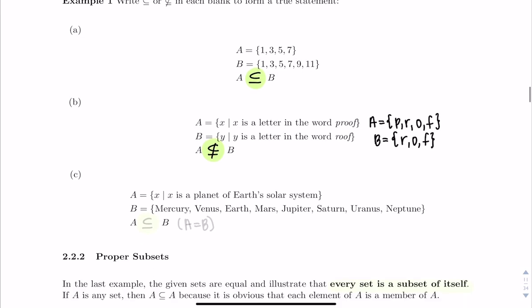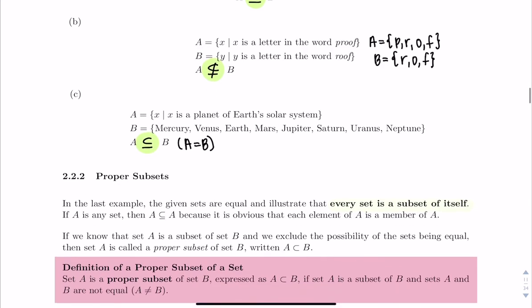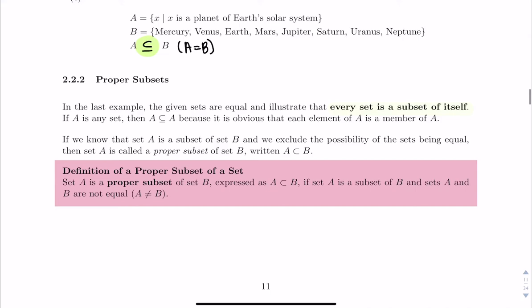And the third one: if A is the planets of the Earth's solar system and B is Mercury, Venus, Earth, Mars, Jupiter, Saturn, Uranus, and Neptune, then this is a subset because all of those planets listed in B are the planets of the solar system. So actually, these sets are equal. In this last example, the given sets were equal, which means that every set is a subset of itself.